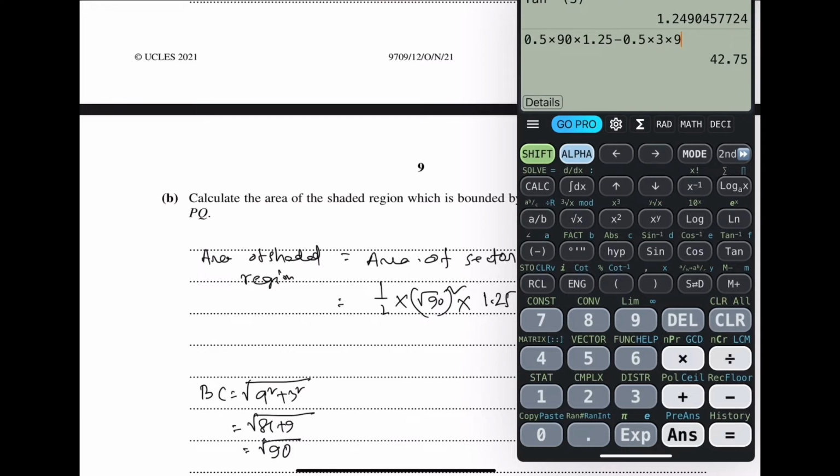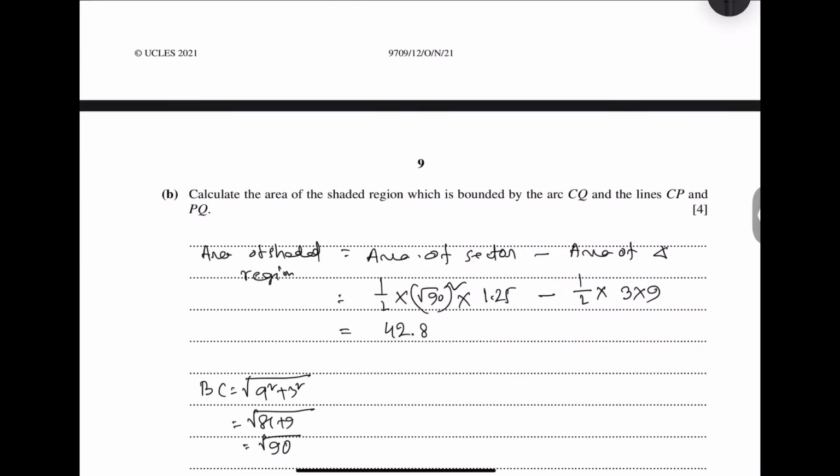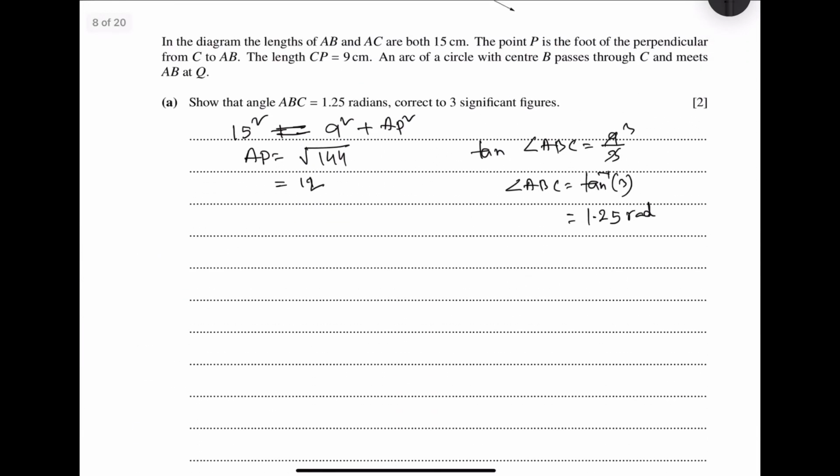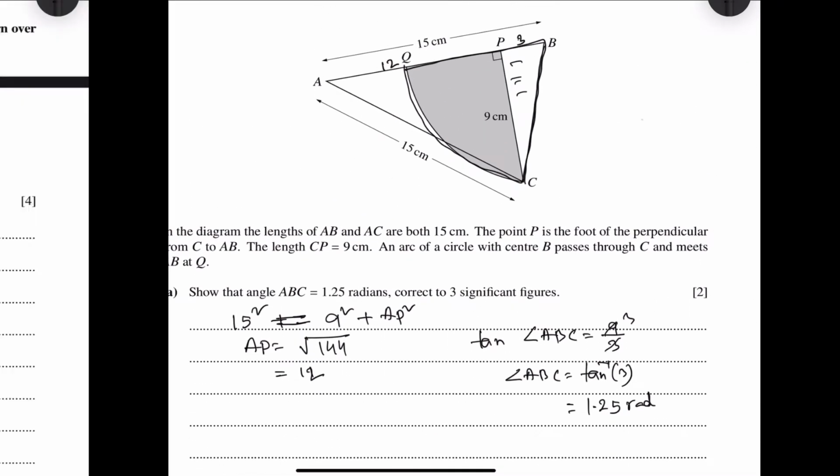So it will be 42.75. That means one decimal place, 42.8 to 3 significant figures. Okay, so that is the answer for this one, I mean area of this. Question 8.